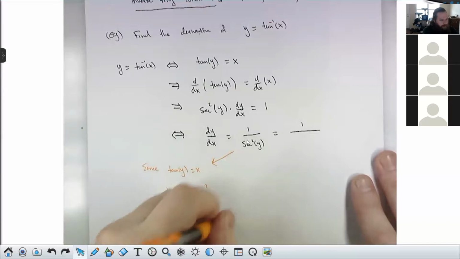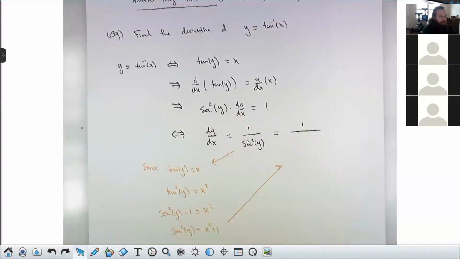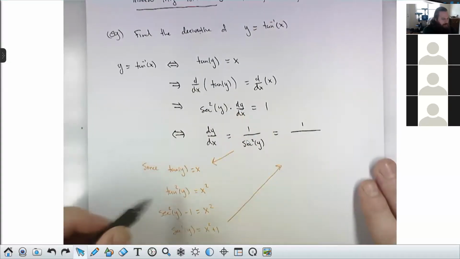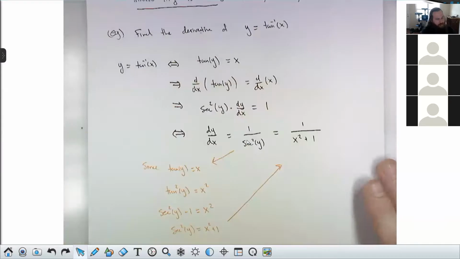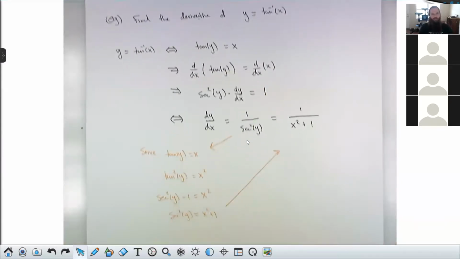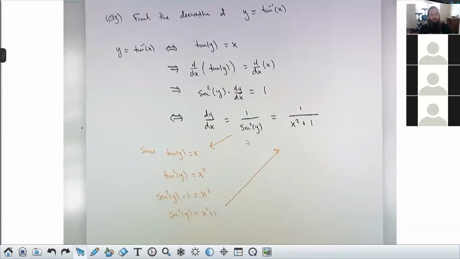And now I'll take this and put it back in here. All right, secant squared of y is x squared plus 1. So this is x squared plus 1 down here. That's the slickest way to do this. There's a bunch of other ways. You could plug in here. We could say this is secant squared of arctan of x. And then secant squared of arctan of x will simplify to this as well.